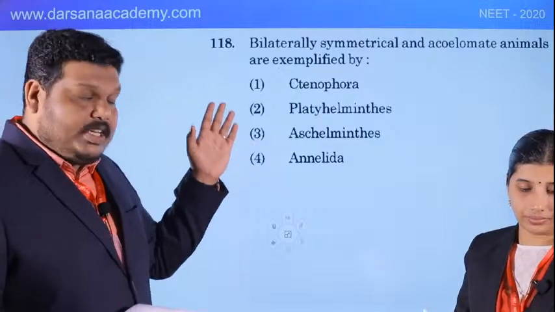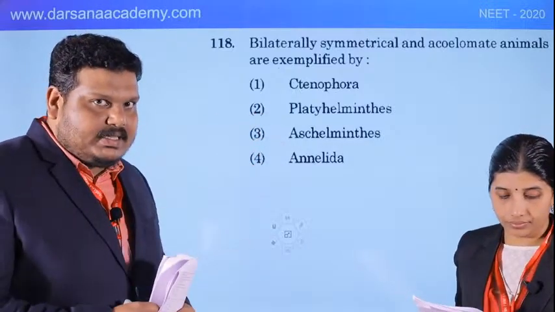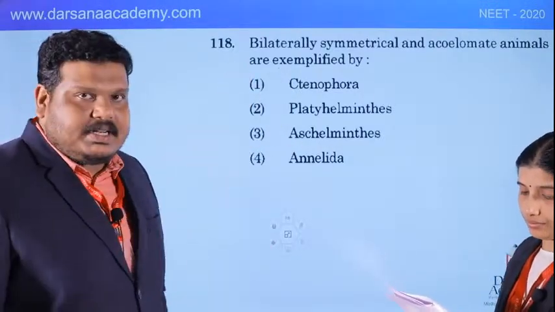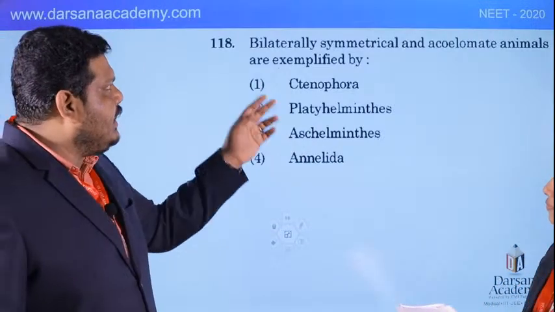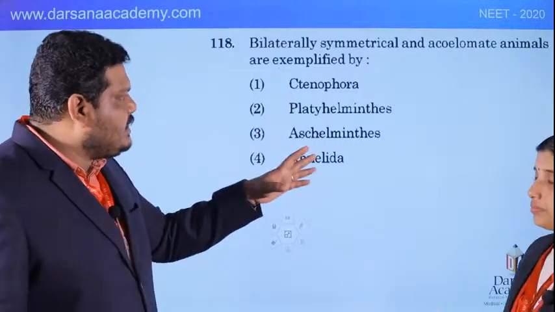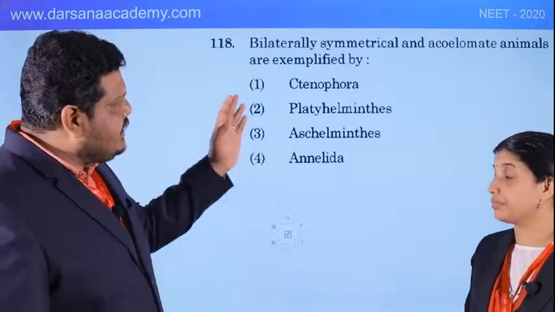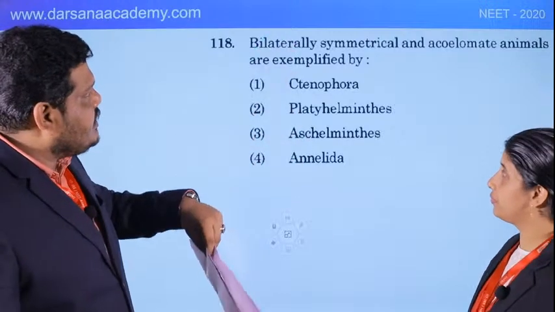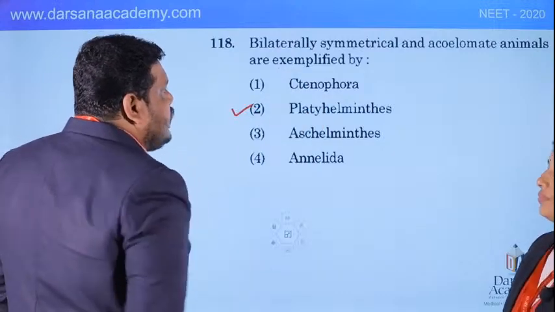When you consider the coelomate condition, it means phylogenetic order itself. Ctenophora is a round-shaped organism and is acoelomate, but at the same time it is not bilaterally symmetrical; it is radially symmetrical, so you have to skip this option. Platyhelminthes are bilaterally symmetrical, but the problem is that they are acoelomate. Aschelminthes are bilaterally symmetrical and coelomate, and annelids are also bilaterally symmetrical and coelomate. So you can easily select the answer: platyhelminthes are exemplified as bilaterally symmetrical and acoelomate animals from question number 118. Option number 2 is the answer.